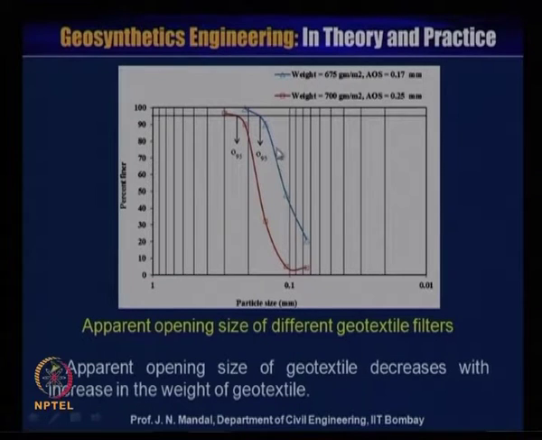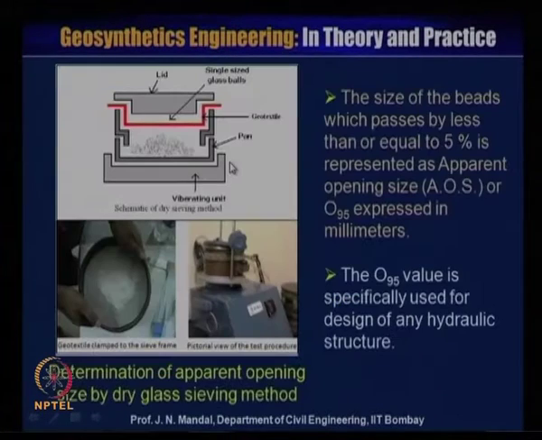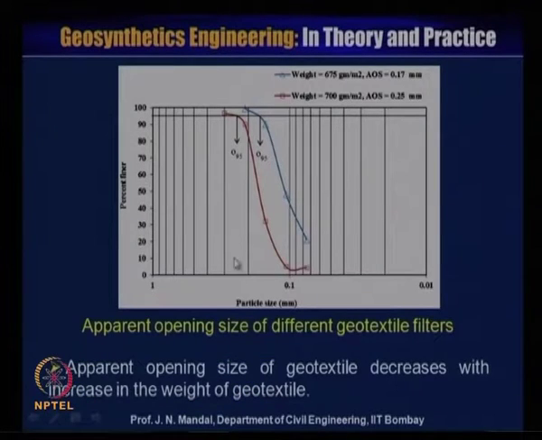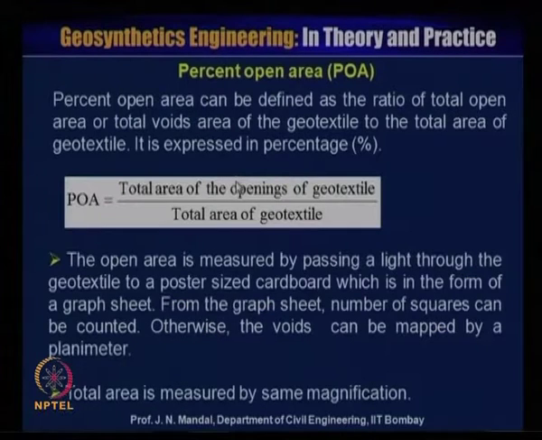You can see O95, that what I said, that only 5% is represented. So, the size of the bead which passes by less than or equal to 5% is represented as O95. So, O95 you can calculate. The apparent opening size of the geotextile here decreases with the increase of the weight of the geotextile material. So, this is a very important parameter.